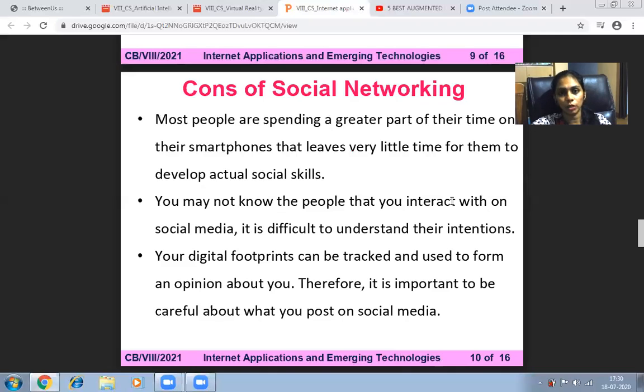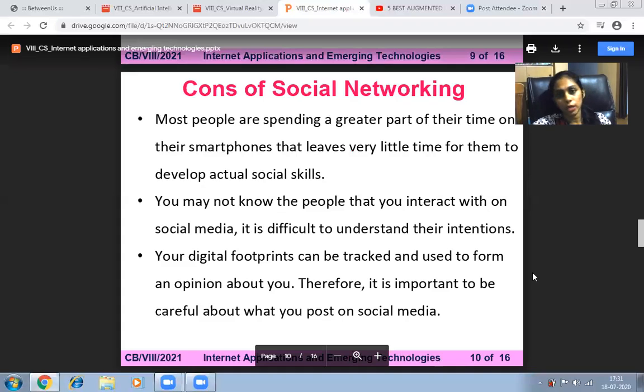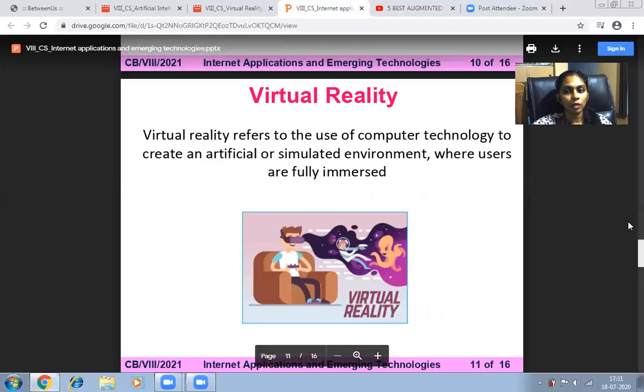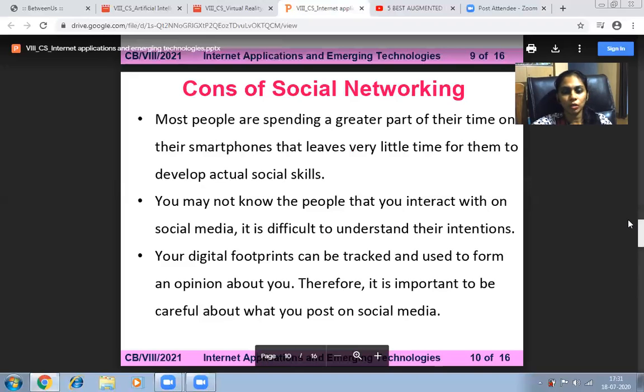That is very important. And your digital footprints can be tracked and used to form opinions about you. Therefore, it is very important to be careful about what you post on social media. Yes, you have full freedom to post any information. But whatever you post, people will get an idea of what kind of person you are. There are certain things we are not supposed to post, anything related to political or other information, which can have another side too.